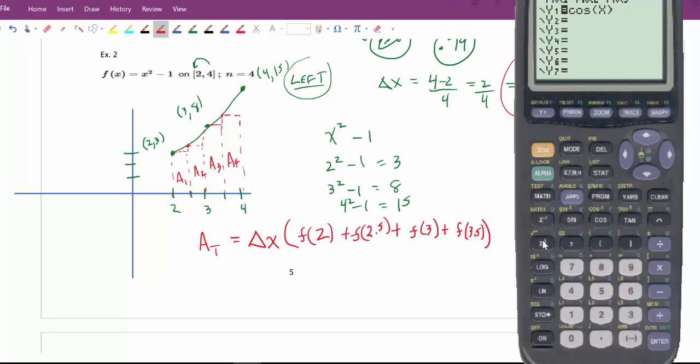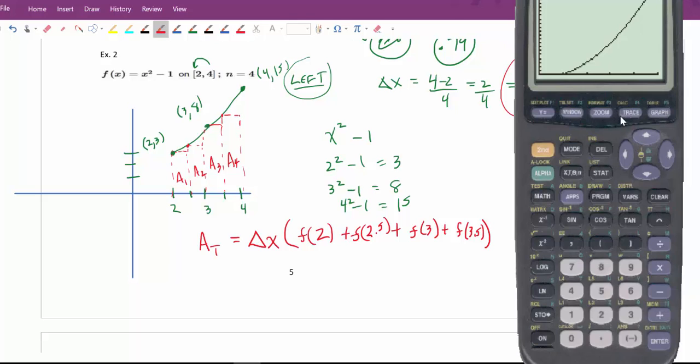Okay, so let's put in the function x squared minus 1. Let's make the window go 0 to 5. That way we'll have a good picture of what's going on. And let's go 0 to 20 on the y-axis, because we have that point 4, 15 on that. Graph it, you'll have your parabola. And remember, we're only going from 2 to 4 like this, okay?